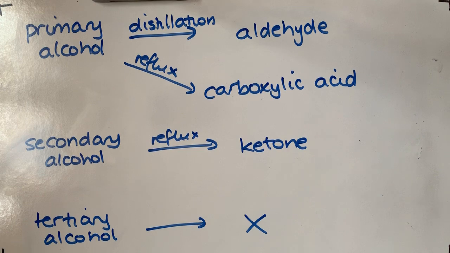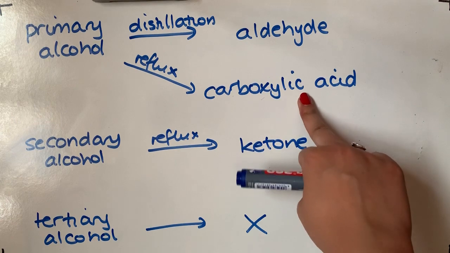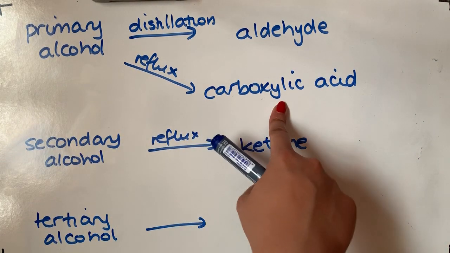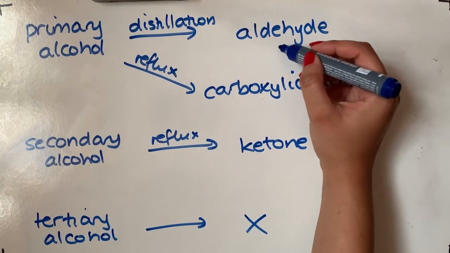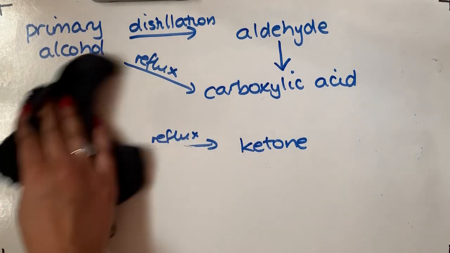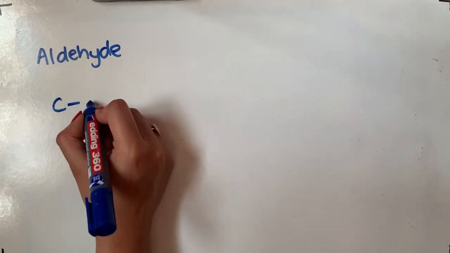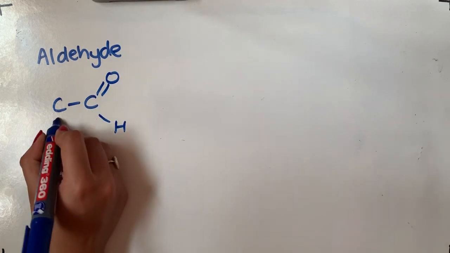Let's now have a look at another conversion. That's the conversion of an aldehyde going to a carboxylic acid. So we can start off with a primary alcohol and go to a carboxylic acid, or we can do an oxidation going from our aldehyde to our carboxylic acid. So let's have a look at this conversion in a little bit more detail. The aldehyde that I'm going to choose, let's just go for ethanal, like so.